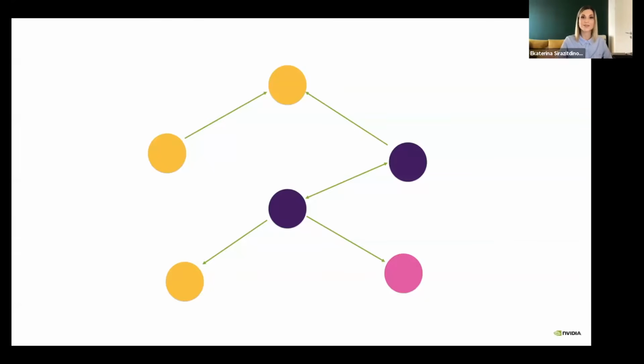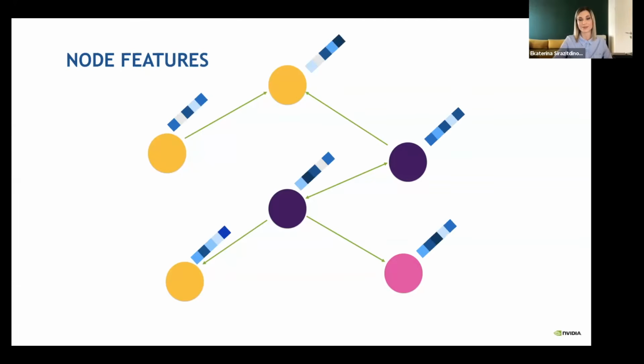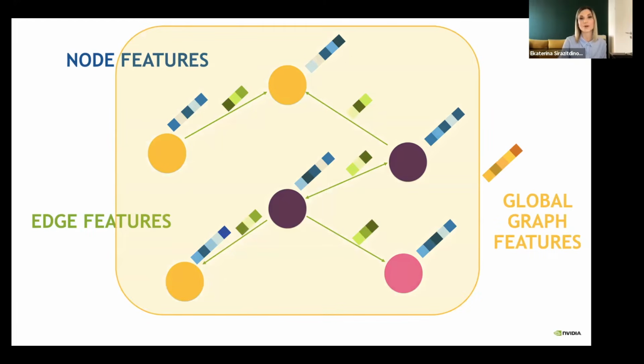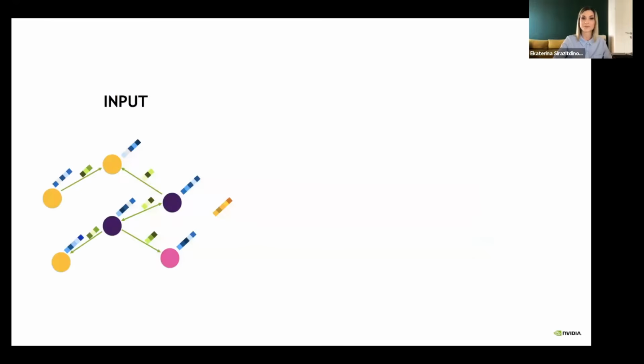And let's come back to our graph. We've learned that we have nodes and edges. In addition to the basic structure, all nodes in the graph can have so-called features. The edges can also have features, and we can also have global graph features. So on all these three levels, we can have different features. And by features, we understand some distinctive characteristics.